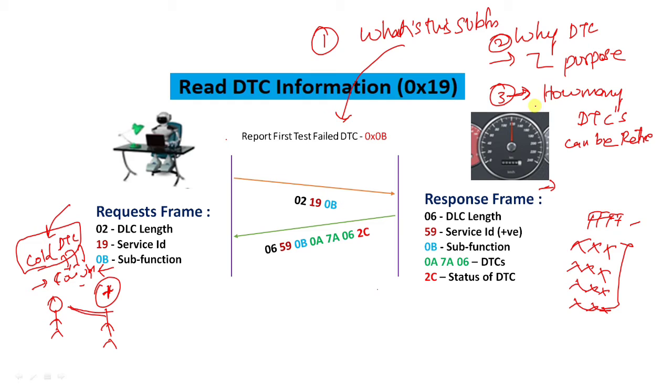And next, this is one of the cleverest interview questions that I have ever heard: how many DTCs can be retrieved using the subfunction 0b? They will not tell you the subfunction name. They'll just tell you to check how good you are at the read DTC 19 service. So how many DTCs can be retrieved using the subfunction 0b in service 19? Some people say, what are the DTCs present in the ECU? We can retrieve. No, that's not the case. We can retrieve only one. If you try to get more, it is not possible, because the first test failed DTC can be only one.